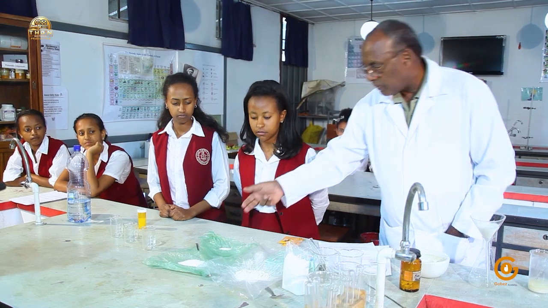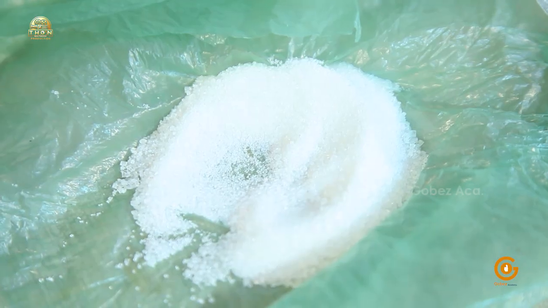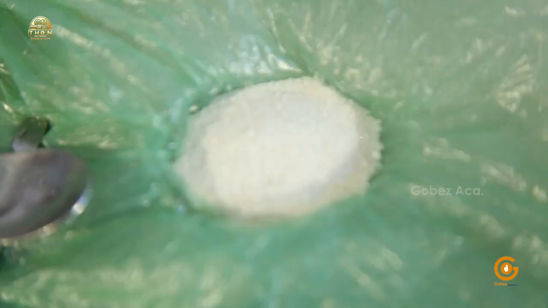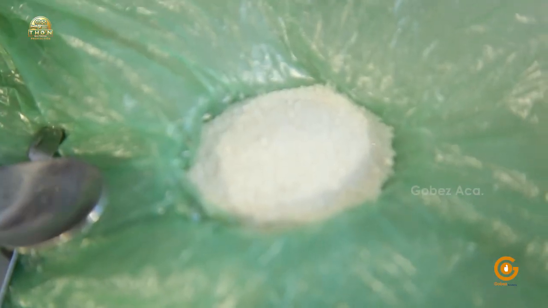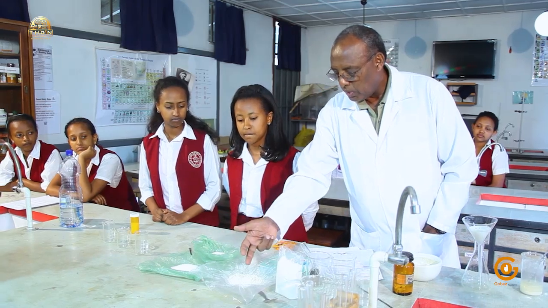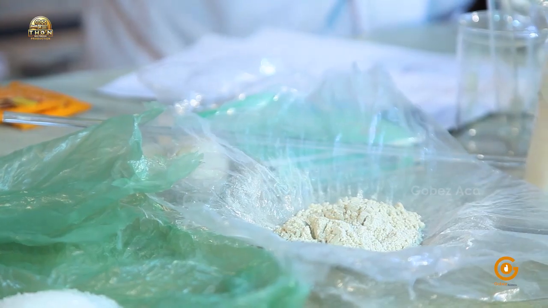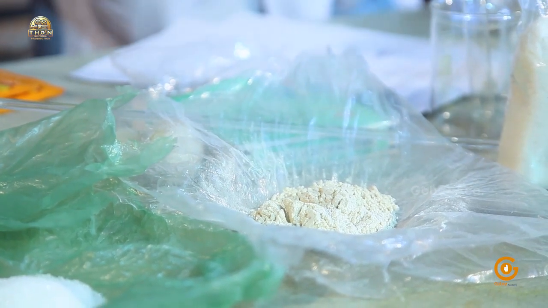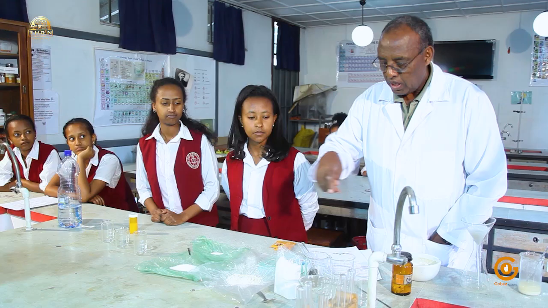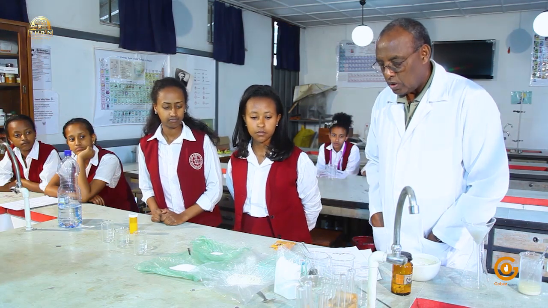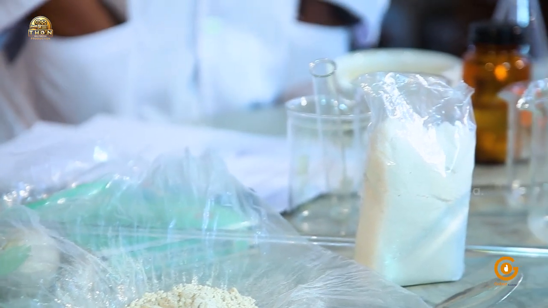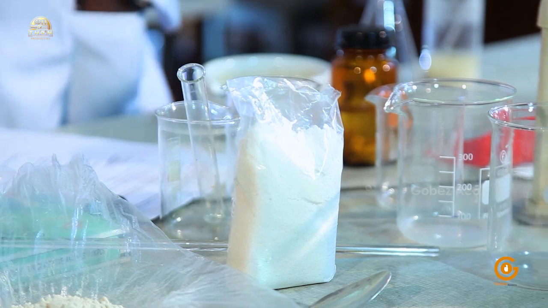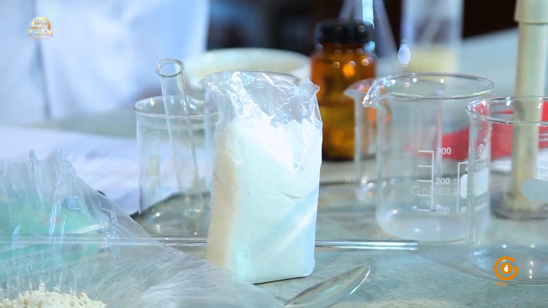We have sugar, sucrose, from the local market. Here we have ground wheat, hoping we'll extract as much starch from it. And here we have common salt, table salt, which is sodium chloride. It has come from the supermarket, so it is iodized.